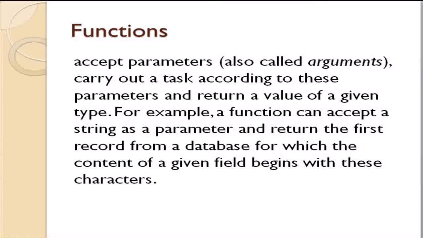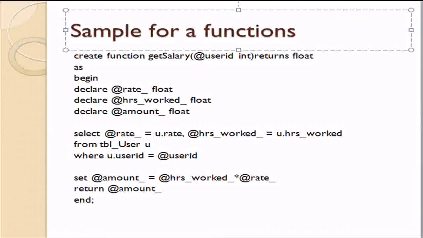Functions accept parameters, also known as arguments, carry out a task according to these parameters and return a value of given type. For example, a function can accept a string as a parameter and return the first record from a database for which the content of a given field begins with these characters.